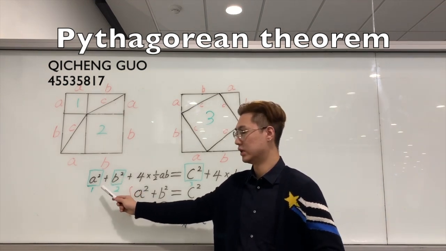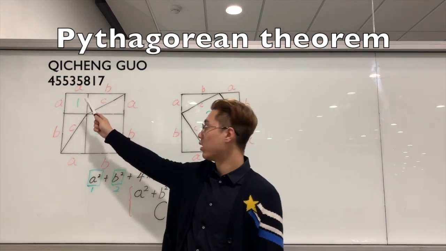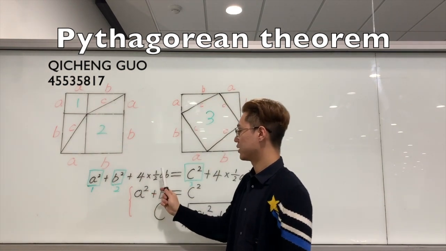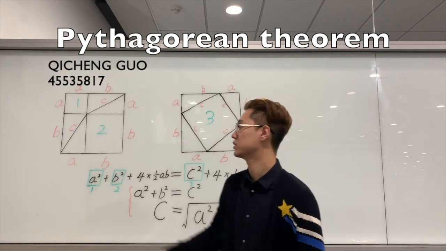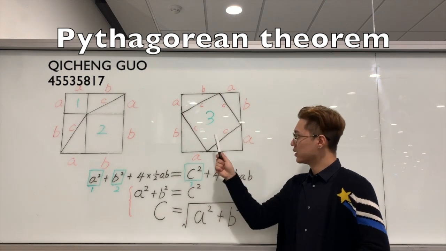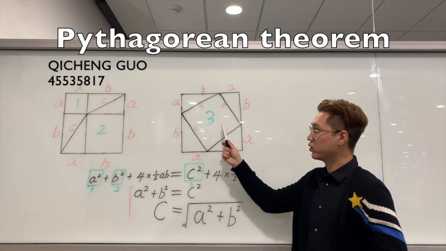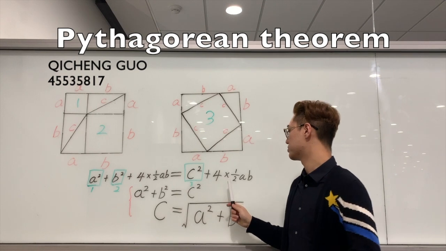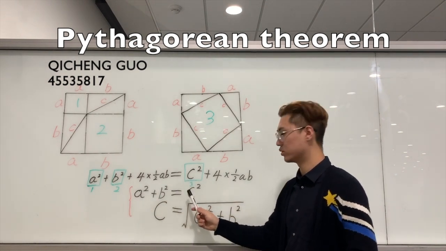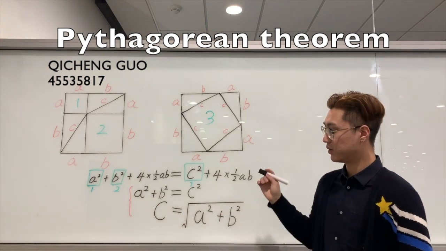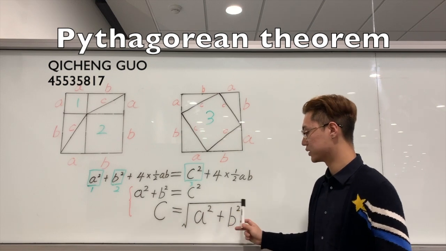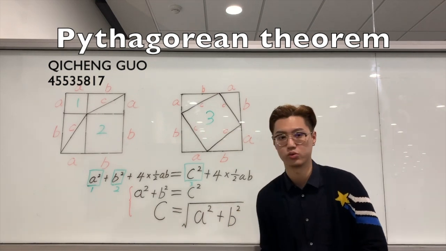On the left side, it means the area of smaller square 1 plus the area of square 2 plus 4 times half AB. 4 times half AB means the area of these 4 triangles. And the right side is the area of square 3 plus 4 times half AB. When we simplify it, we get A squared plus B squared equals C squared. Simplifying more, we get C equals the square root of A squared plus B squared. That's what we learned about the Pythagorean theorem.